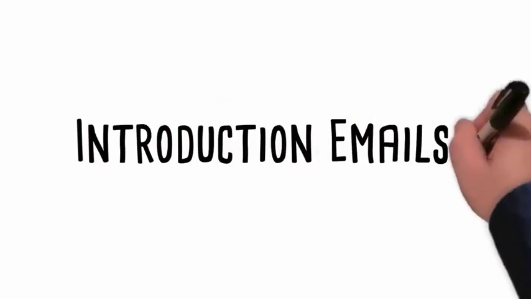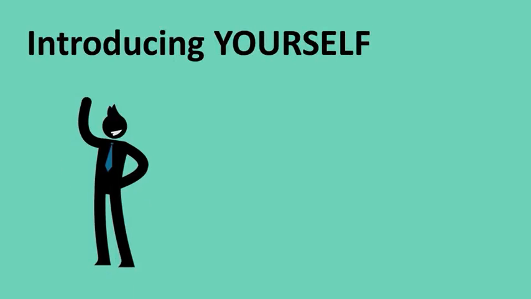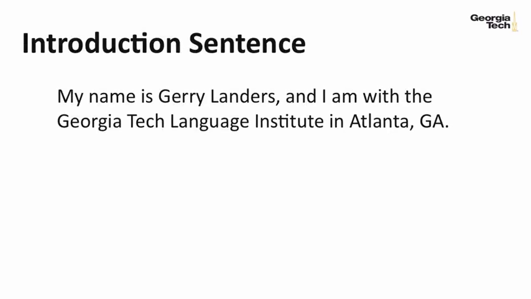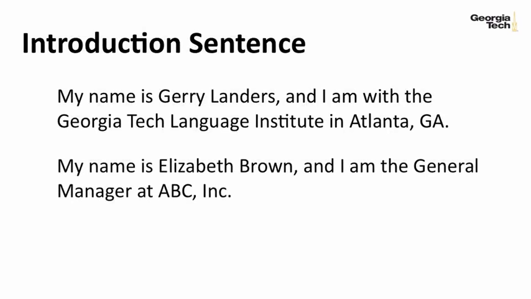Let's start off with the introduction email. If you're introducing yourself, obviously you would start off with yourself. My name is Jerry Landers, and I'm with the Georgia Tech Language Institute in Atlanta, Georgia. Or, my name is Elizabeth Brown, and I'm the General Manager at ABC Incorporated.